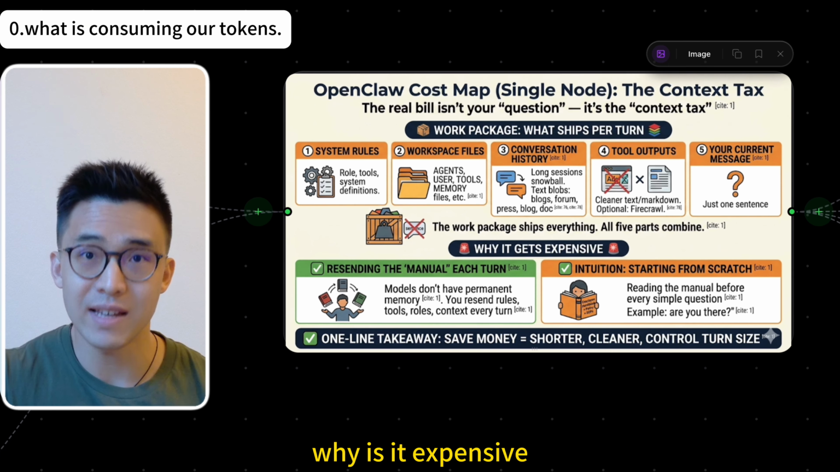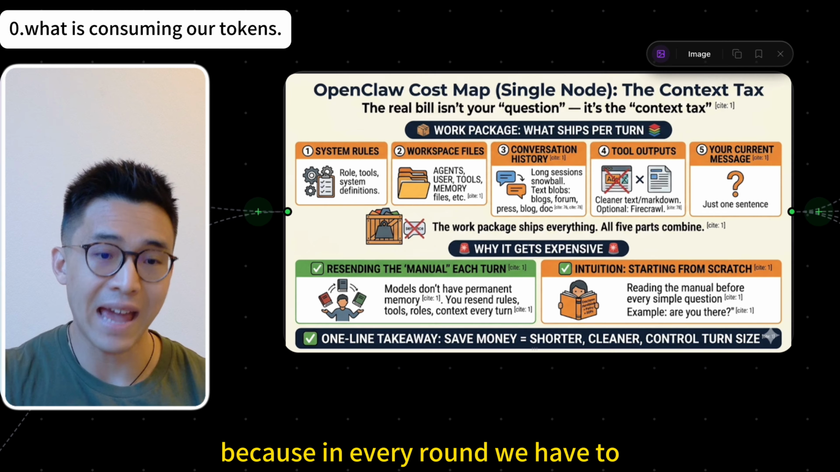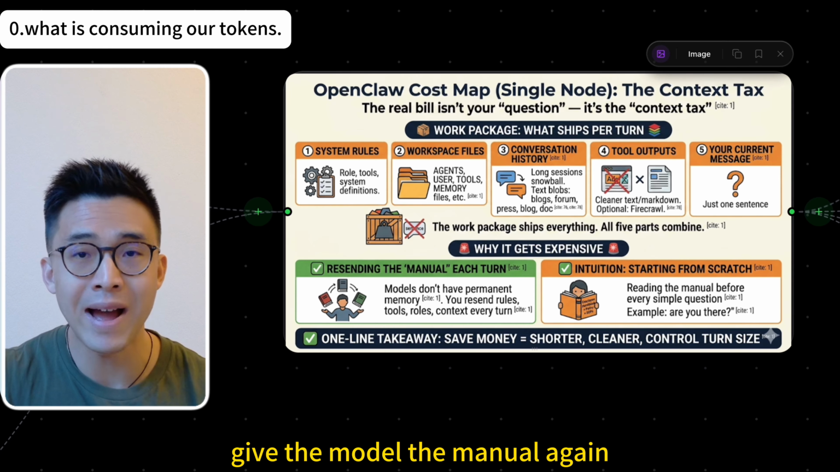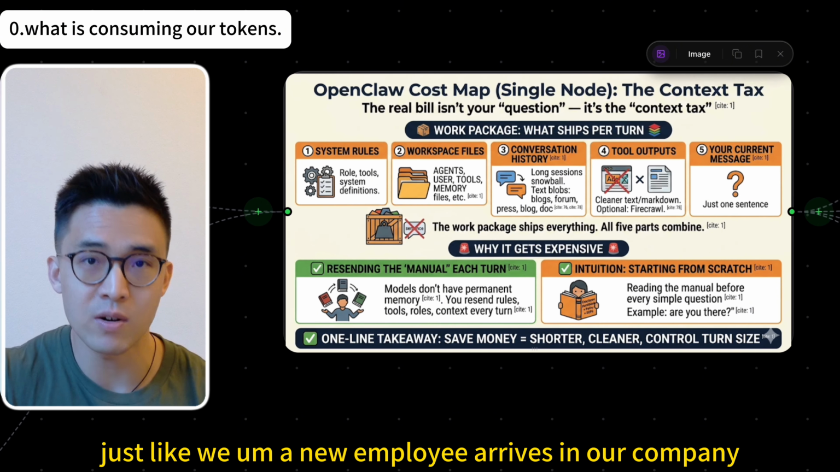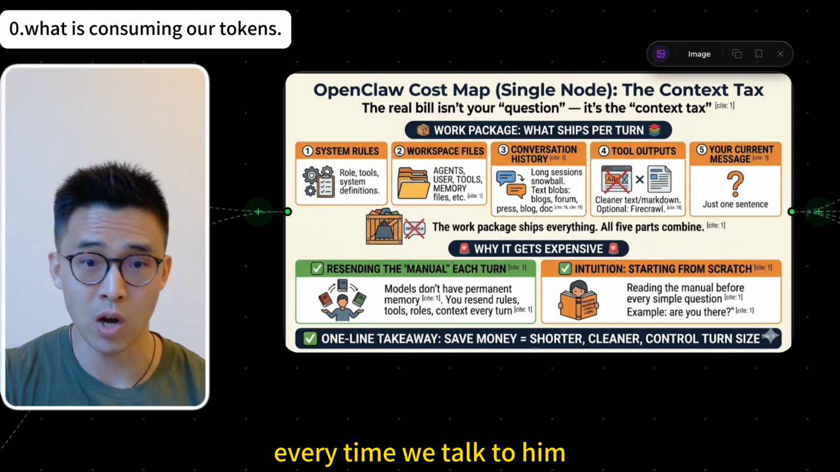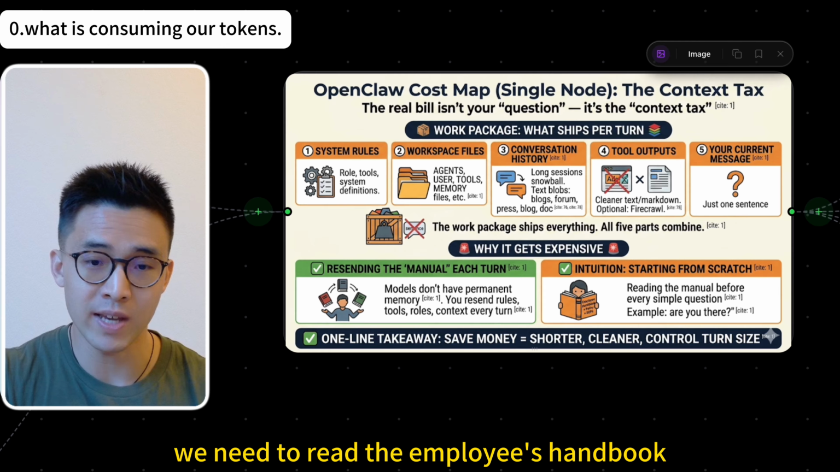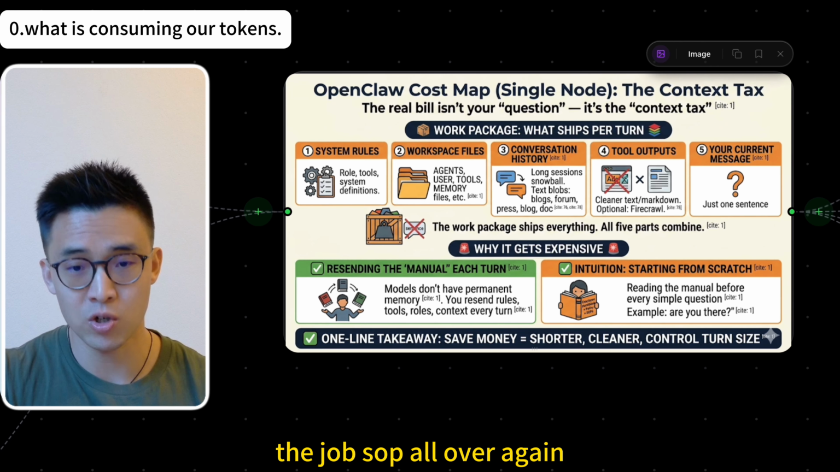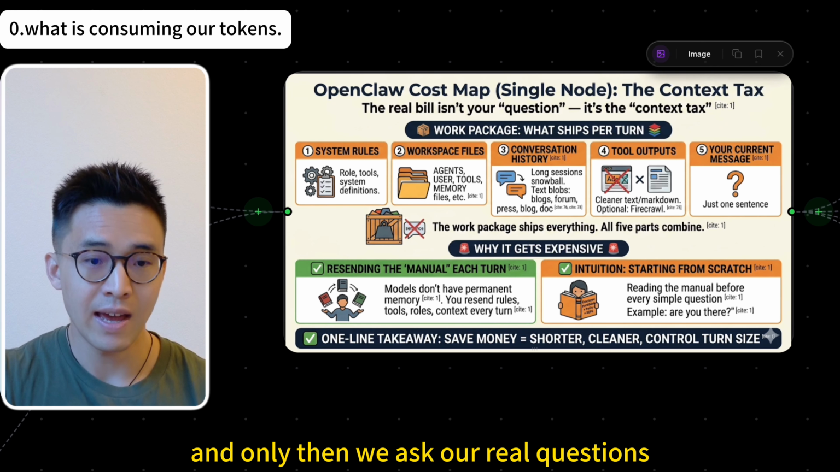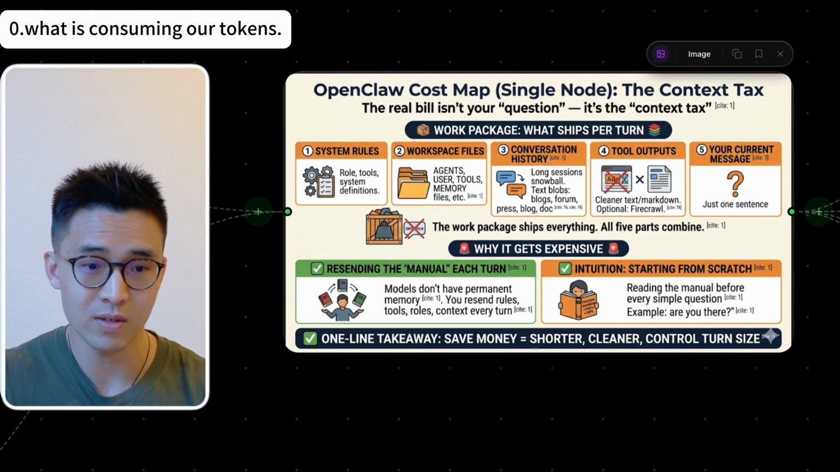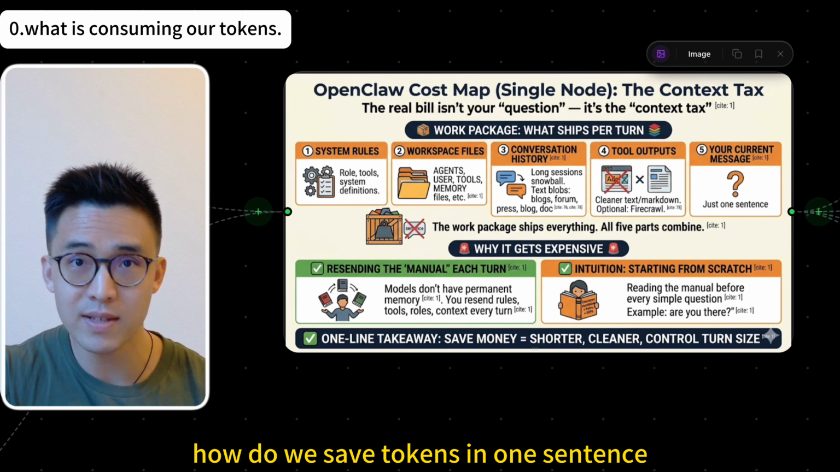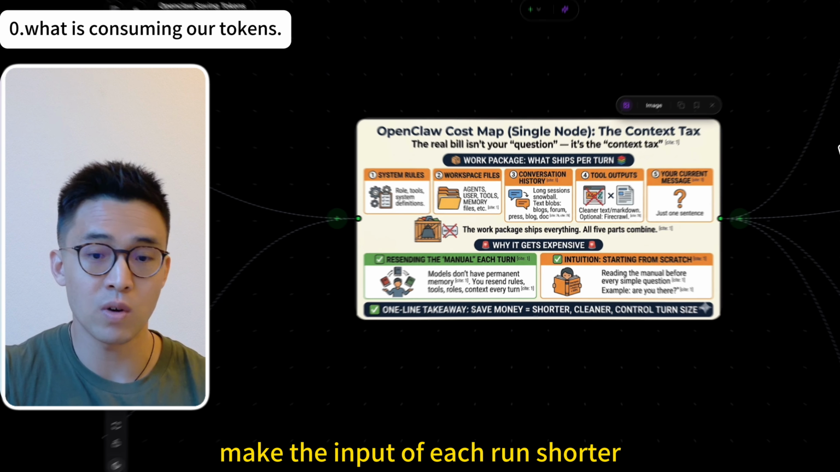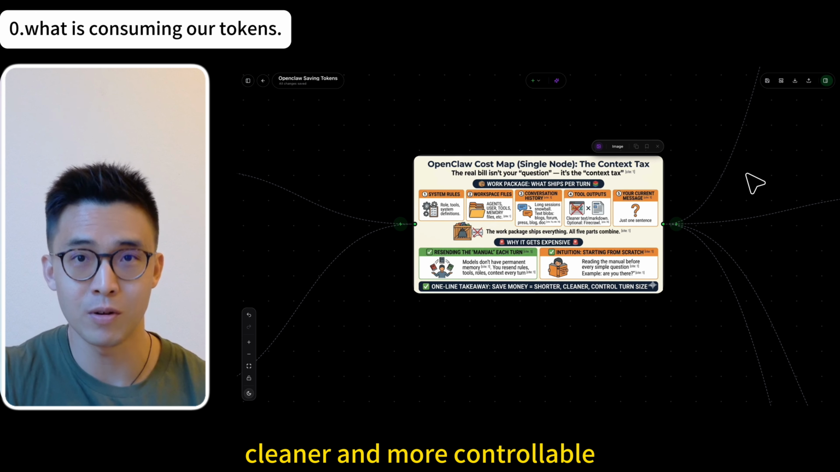So why is it expensive? Because in every round we have to give the model the manual again. Just like a new employee arrives in our company, every time we talk to him, we need to read the employee handbook, the company's rules, the job SOP all over again, and only then we ask our real questions. Of course, it becomes expensive. So how do we save tokens in one sentence? Make the input of each round shorter, cleaner, and more controllable.